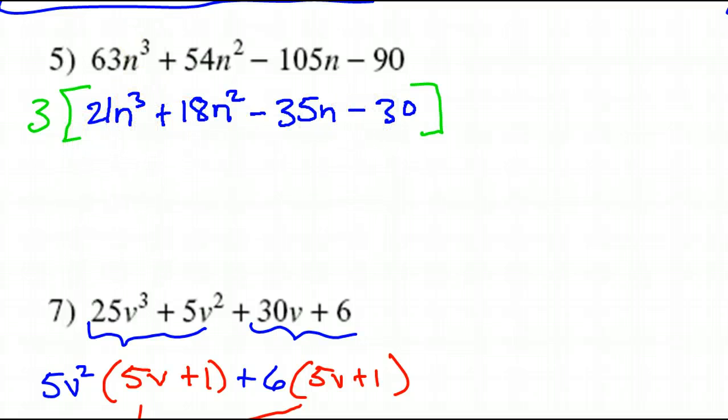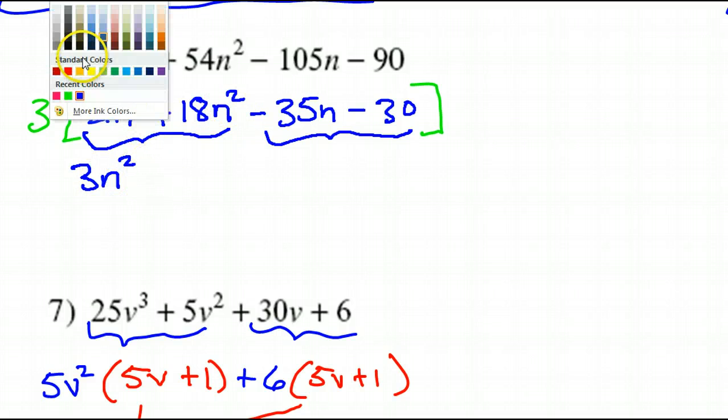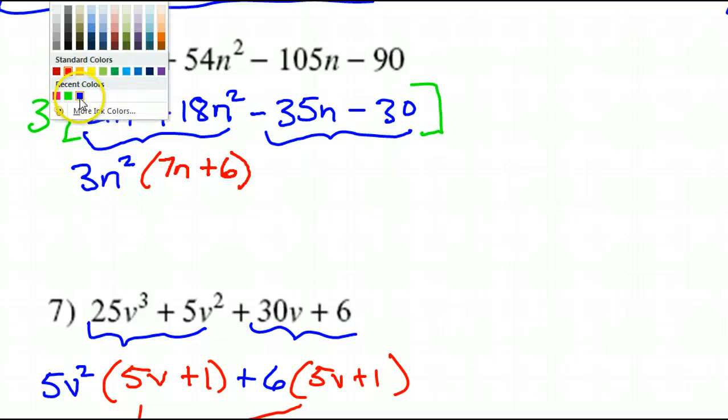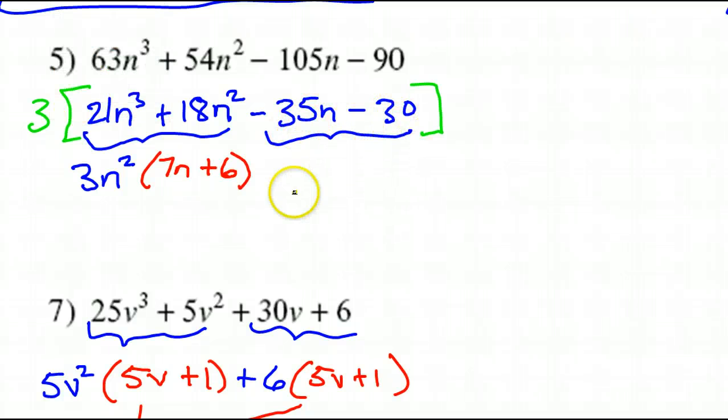So we'll go ahead and do the blue part like we usually do. Let's group these two, and we'll group these two like normal. Let's see, what's common here? Both of these are divisible by 3. So let's go ahead and pull out 3n squared, like you do. And that's going to leave behind 7n plus 6.